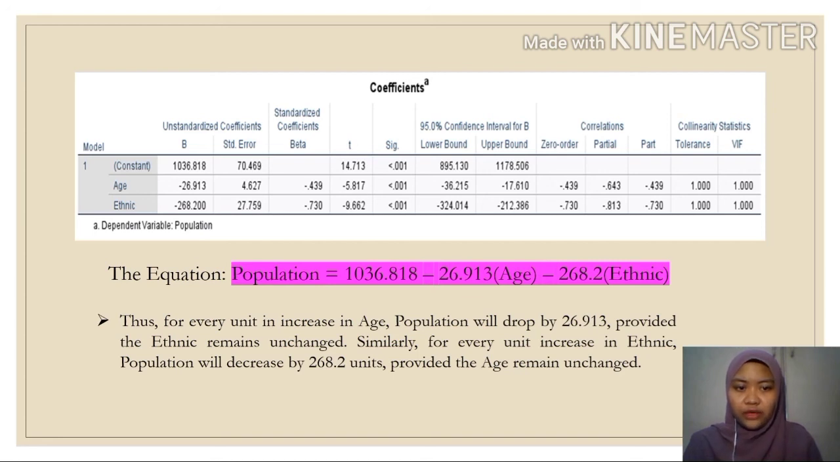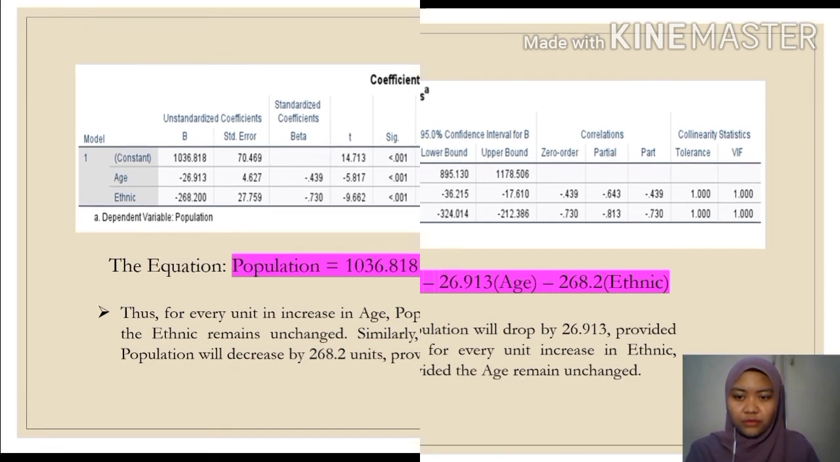Thus, for every unit increase in age, population will drop by 26.913 provided the ethnic remains unchanged. Similarly, for every unit increase in ethnic, population will decrease by 268.2 units provided the age remains unchanged. That's all from me. Thank you.